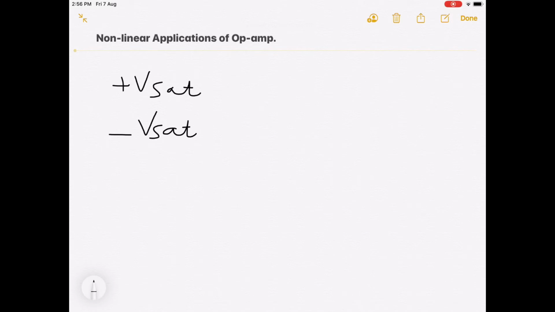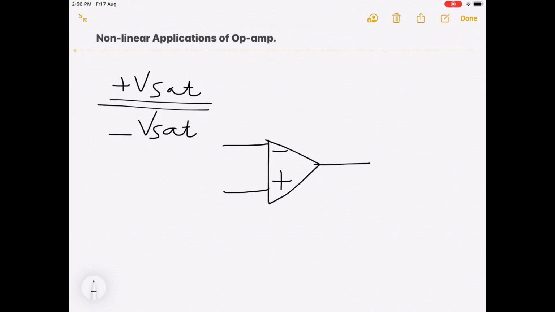V saturation is the voltage when the op amp works in the open loop form. Suppose this is the op amp and there is no feedback, it works in an open loop form. If you apply input here at one terminal, then at this output you will get saturation voltage. Saturation voltage is always 90% of VCC or VEE. So the op amp works in a nonlinear manner in an open loop configuration, and is switched to plus 1 or minus 1 like that.